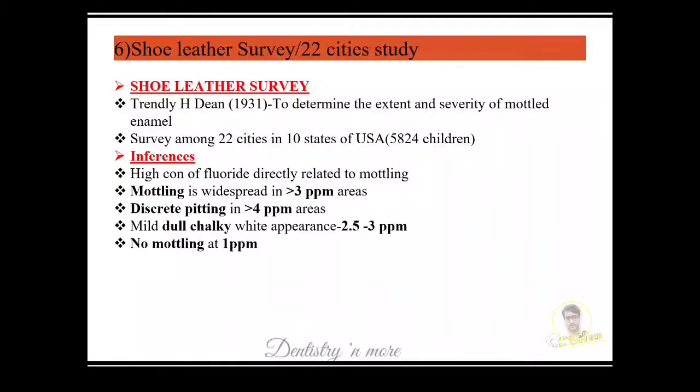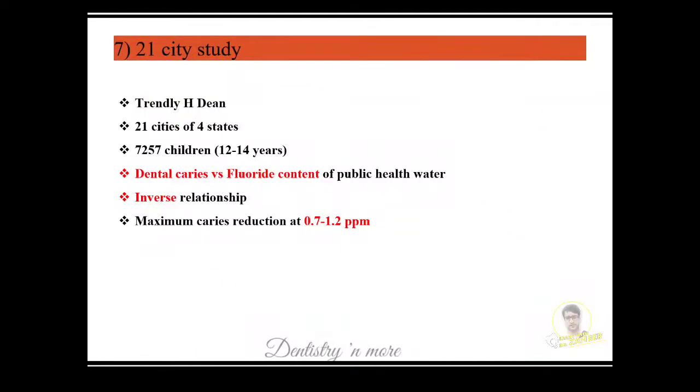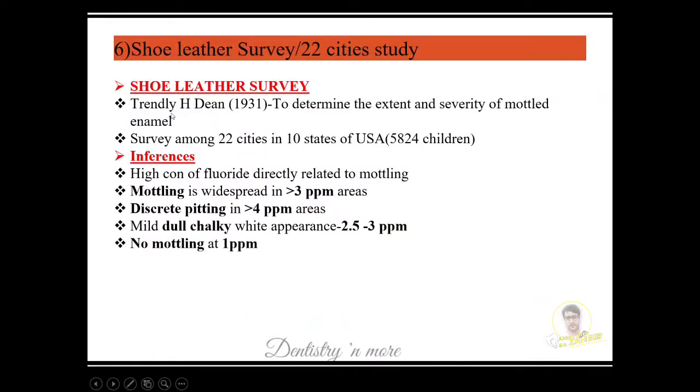Next short note is the shoe leather survey or 22 city study. This is a little confusing because we have the 21 city study also. The shoe leather survey was done by Trendley and Strain in 1931. It is to determine the extent and severity of mottled enamel. He surveyed 22 cities of 10 states in USA, around 5,824 children, and he found that high concentration of fluoride is directly related to mottling. Mottling is widespread in areas with more than 3 ppm, and discrete pitting was seen in areas with more than 4 ppm. Mild, dull, chalky white mottling was seen at 2.5 to 3 ppm, and there was no mottling at 1 ppm.